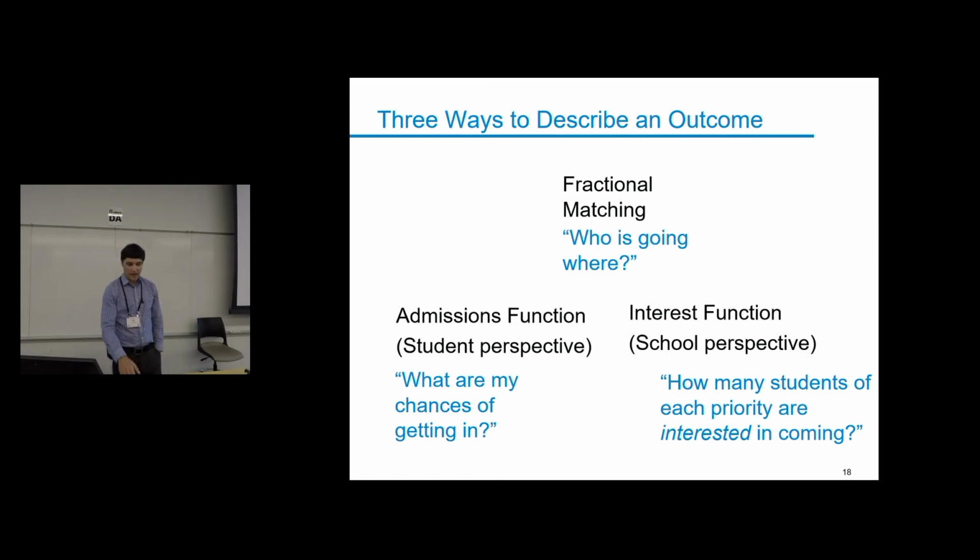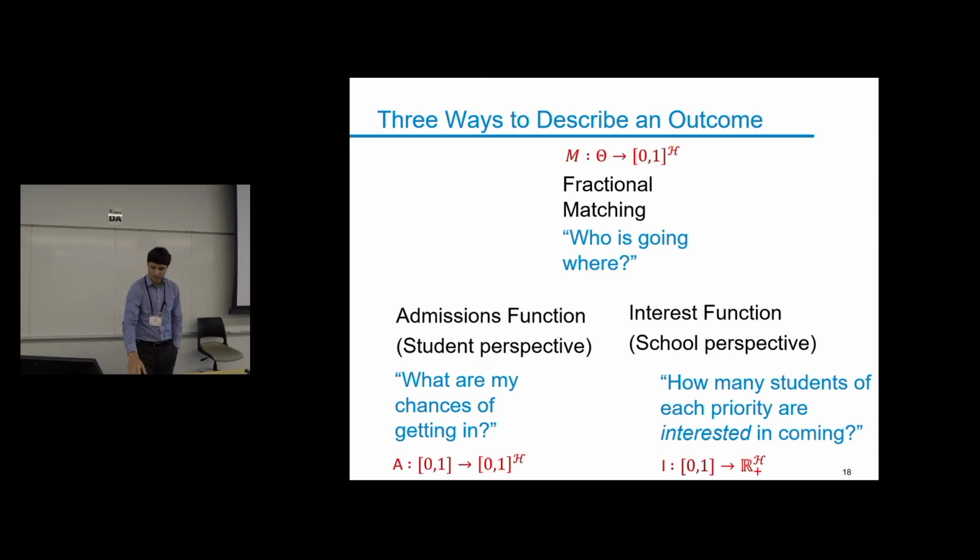And the third perspective is the interest function, which is basically the school's perspective. As a school, you could imagine asking the following question. Suppose we set an admissions threshold of 85%, a score of 85, how many students would actually choose to attend on average?